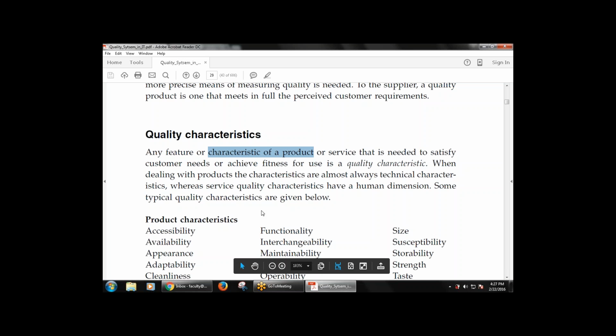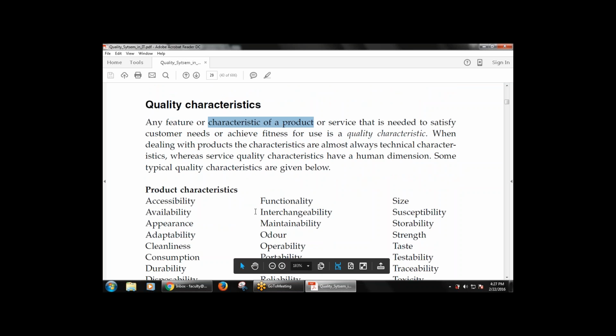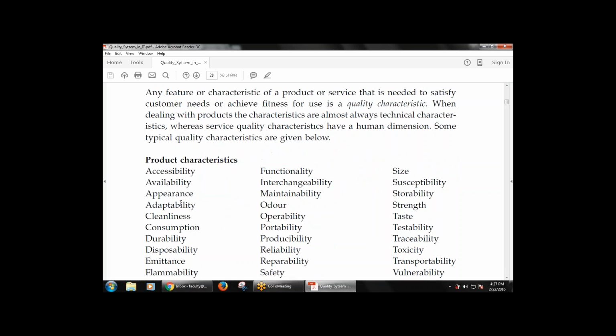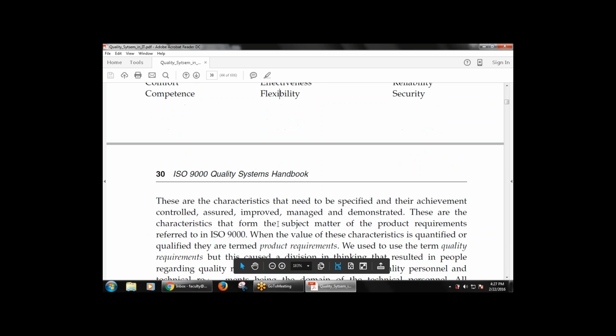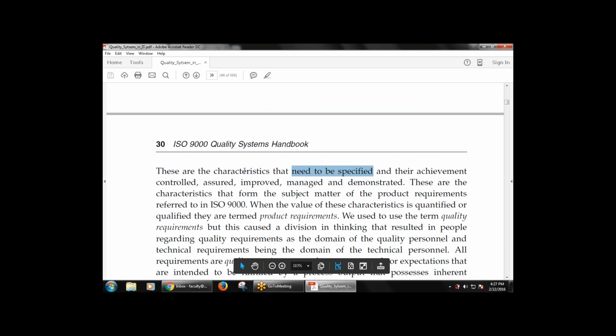And some typical quality characteristics are given below. There are multiple types of features available for quality, that is, the quality characteristics. For example, the product characteristics. These are the various characteristics of the product, like accessibility, availability, adaptability, cleanliness, consumption, functionality, interchangeability. Then these are the service quality characteristics, that may be accuracy, that the service is accurate. Then dependability, then efficiency, then effectiveness, flexibility. So these are the characteristics that need to be specified, and their achievement controlled, assured, improved, managed, and demonstrated.